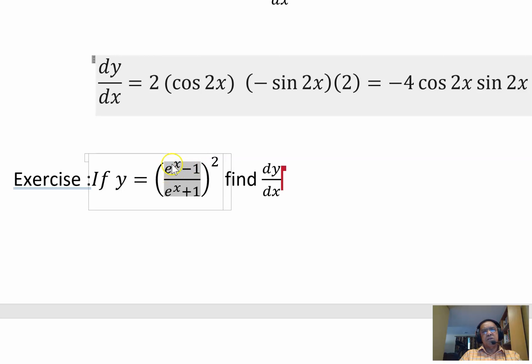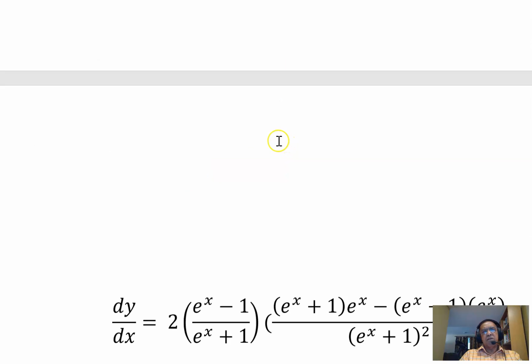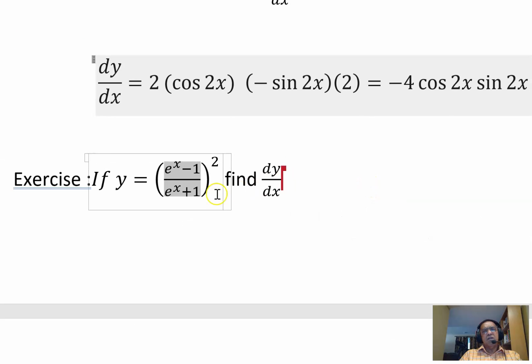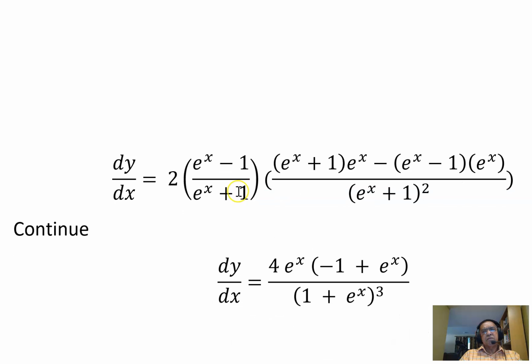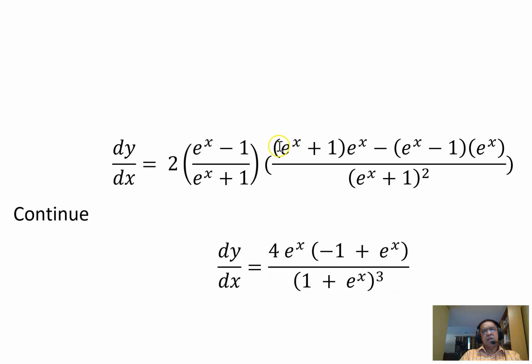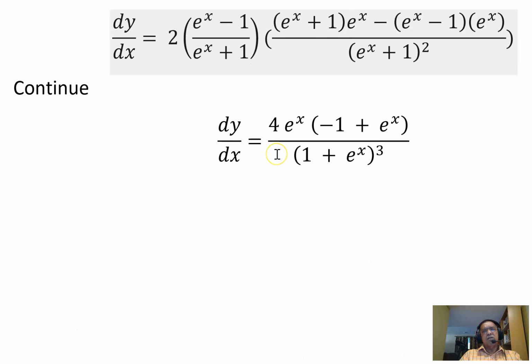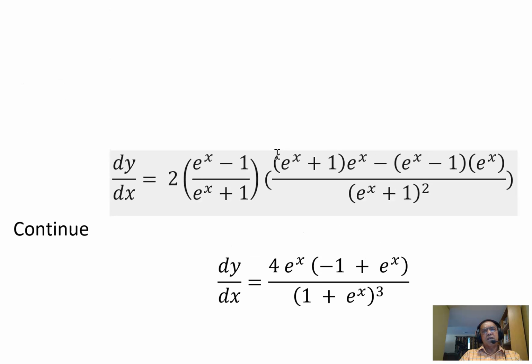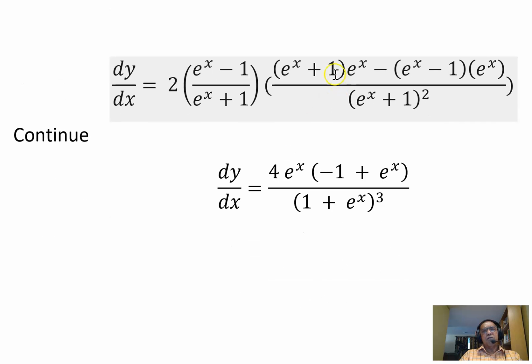The derivative of e to the x is e to the x. So it's e to the x plus 1 times e to the x. The derivative of 1 is 0. So e to the x plus 1 times e to the x, minus e to the x minus 1 times the derivative of the bottom, which is e to the x. And then divided by e to the x plus 1 quantity squared. So if you do that, you get e to the x minus 1. If you simplify this slowly, I'll leave it to you, and you should get this answer.